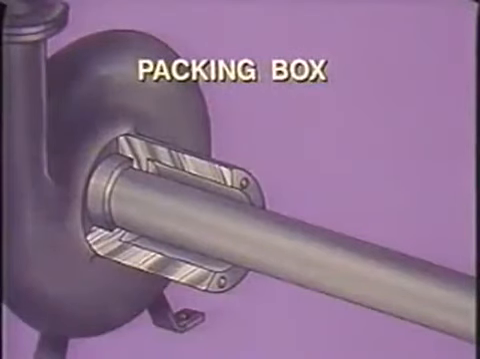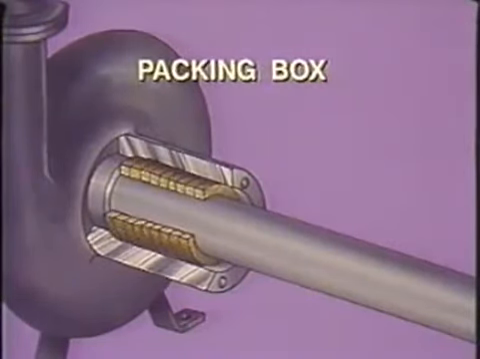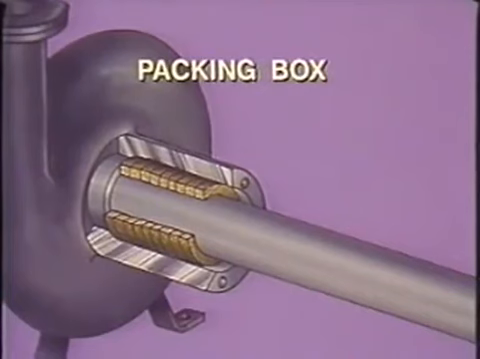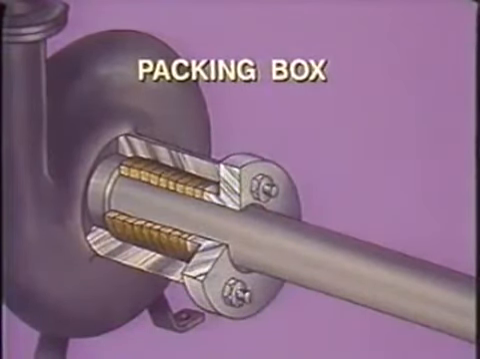The packing box is a cavity which surrounds the shaft at the point where the shaft exits through the wall of the casing. In some cases, it's filled with rings of flexible material called packing, which form a seal to prevent the pump liquid from leaking around the shaft. The packing rings are compressed by an adjustable packing gland so they fit snugly around the shaft, but not so tight that they create excessive friction and wear it out.